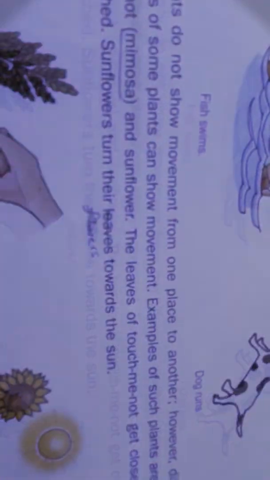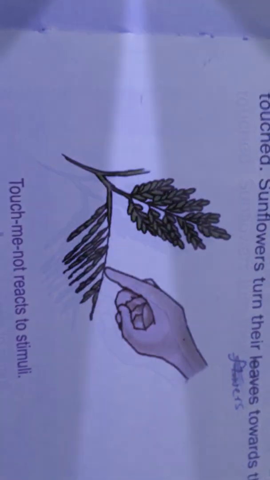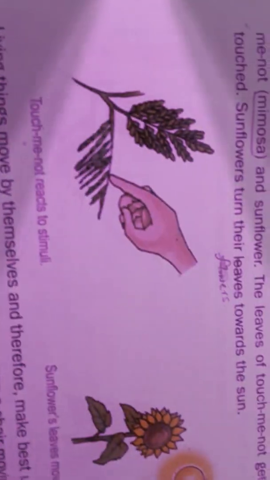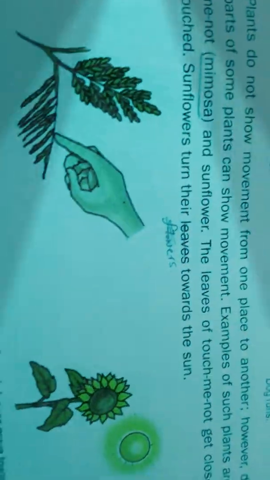So how are these plants showing their little bit of movement? See the touch-me-not. When we touch this touch-me-not, the leaves automatically close. And coming to the sunflower, the sunflower or its leaves also automatically move towards the sun. These are the examples of plants which show the character of movement.